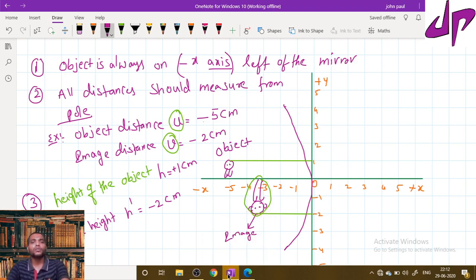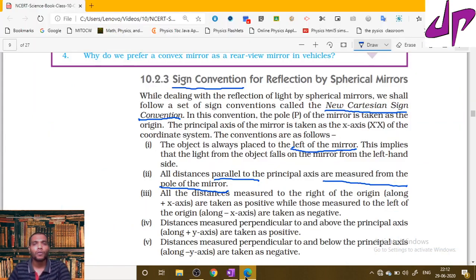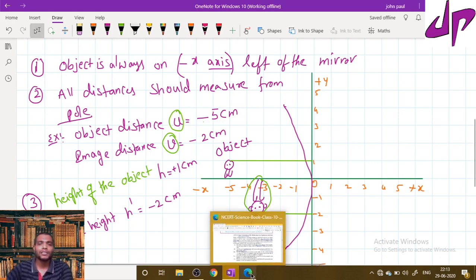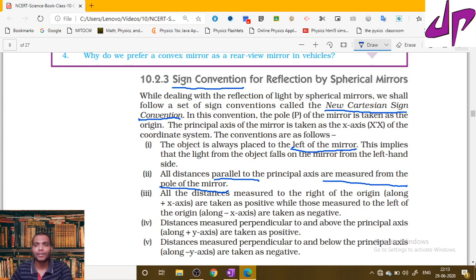So these are the rules we need to follow to solve the problems. That becomes the fifth rule: all distances measured perpendicular to and below the principal axis, that is along the negative y-axis, are taken as negative. So these five are very simple rules. This coordinate system, known as the x and y coordinate system, was developed by Cartesian. That is why this is known as the Cartesian sign convention.